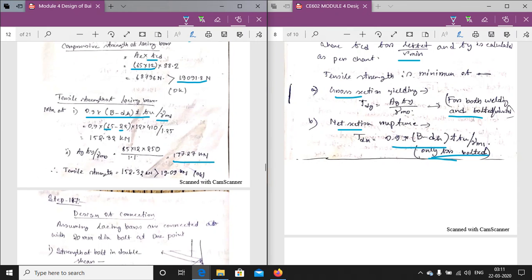So d0 will be equal to 22, t is equal to 12 mm thickness, because the thickness of the lacing flat is 12 mm, and fu is 410. We are getting a value of that. So the tensile strength is the lesser of that, the lesser value. So tensile strength is equal to that.